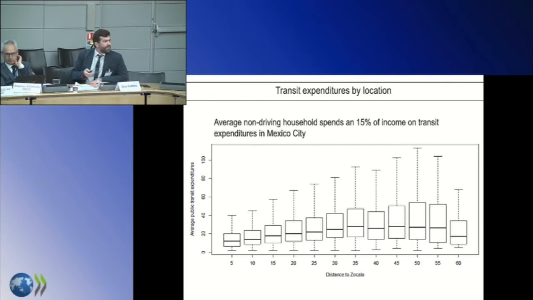Yes? Just for clarity, when you say transit, you mean transportation? No, I mean transit. This is all public transit expenditures, so there's no inclusion of driving costs in this data. This is excluding the third of households that drove on the survey day.